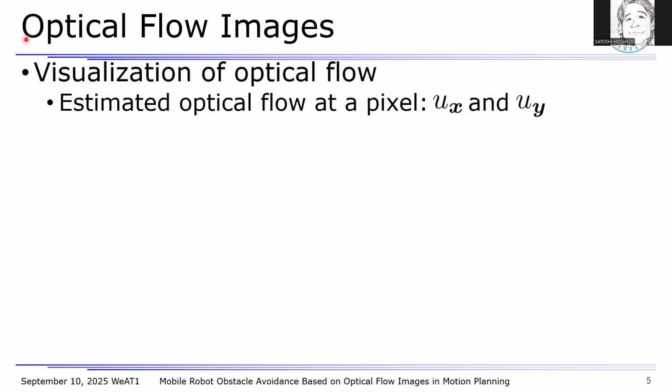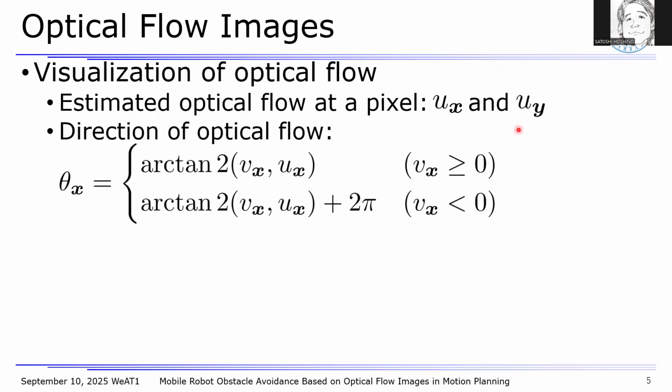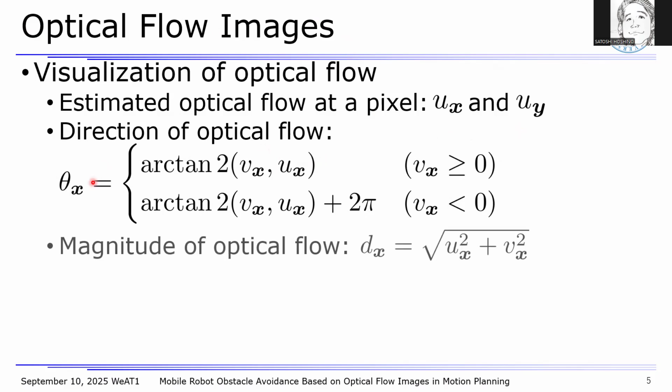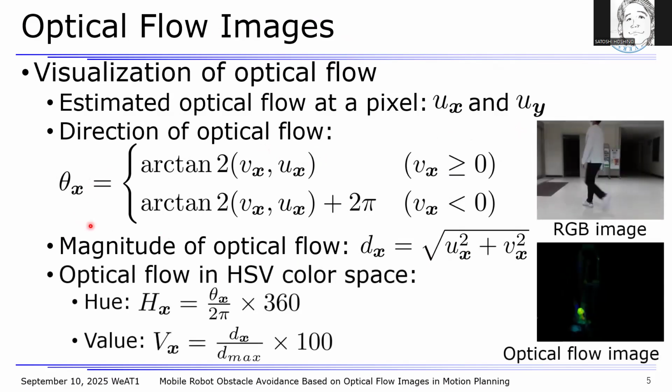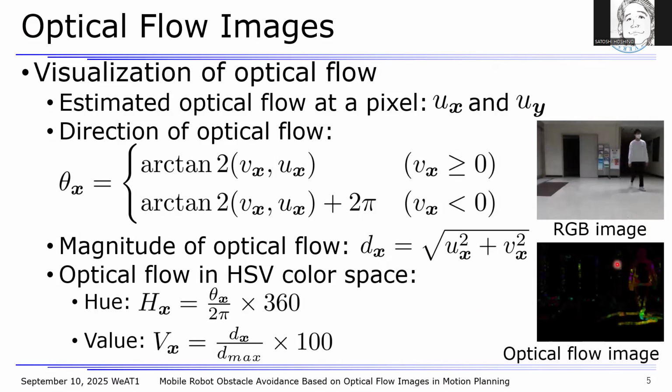So the optical flow for all image pixels is first estimated. For a given pixel, the horizontal and vertical components of the optical flow are denoted as u_x and u_y. The direction of optical flow theta_x is then calculated, as you can see here. Moreover, the magnitude d_x is calculated, as you can see here. Based on this direction and magnitude, the optical flow is visualized by converting it into the HSV color space, as can be seen in these videos.